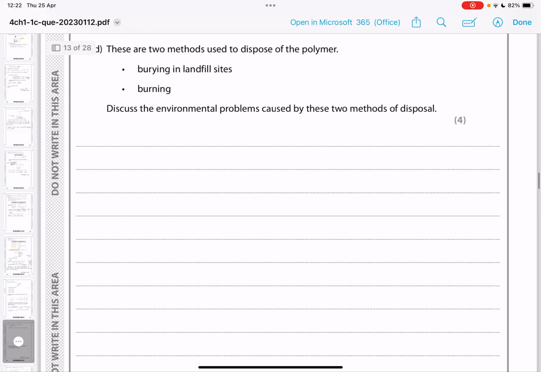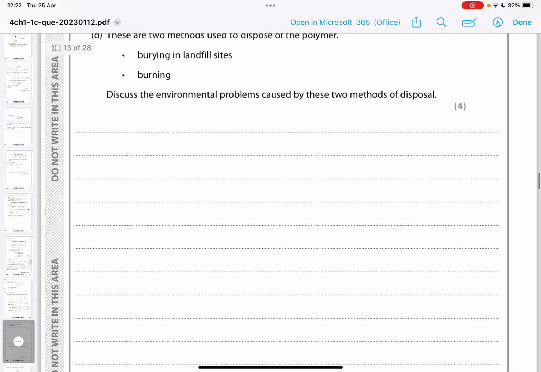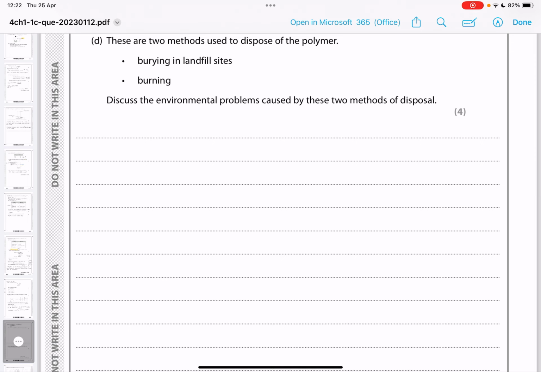Next question. There are 2 methods used to dispose of the polymer: burying in landfill sites, and burning. Discuss the environmental problems caused by these 2 methods of disposal. Okay. Well, burying in landfill sites is a huge problem. First of all, let's talk about what's wrong with polymers. Why can't we just dispose of them easily? Because polymers, they're inert, okay? I'm going to write in bullet points, and in the exam you can write in bullet points, as long as you mention all the points you need.